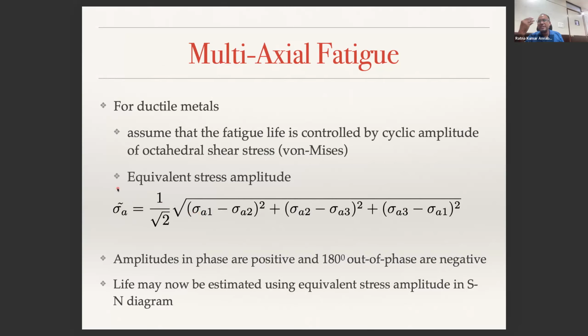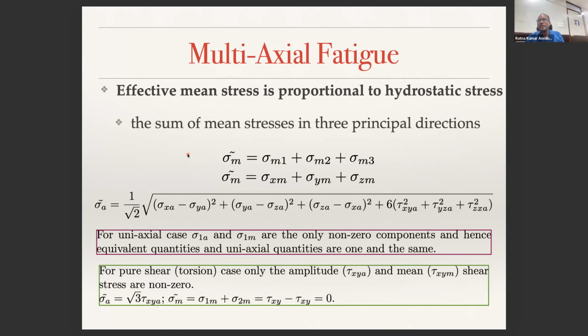Similarly, you can also calculate the equivalent mean stress. One way to calculate the equivalent mean stress, because your effective mean stress is proportional to hydrostatic stress, is that the equivalent mean stress will be equal to sigma m1 plus sigma m2 plus sigma m3. You need not compute the equivalent mean stress using the von Mises approach, because it is going to be proportional to this. And then you have sigma a tilde and sigma m tilde.